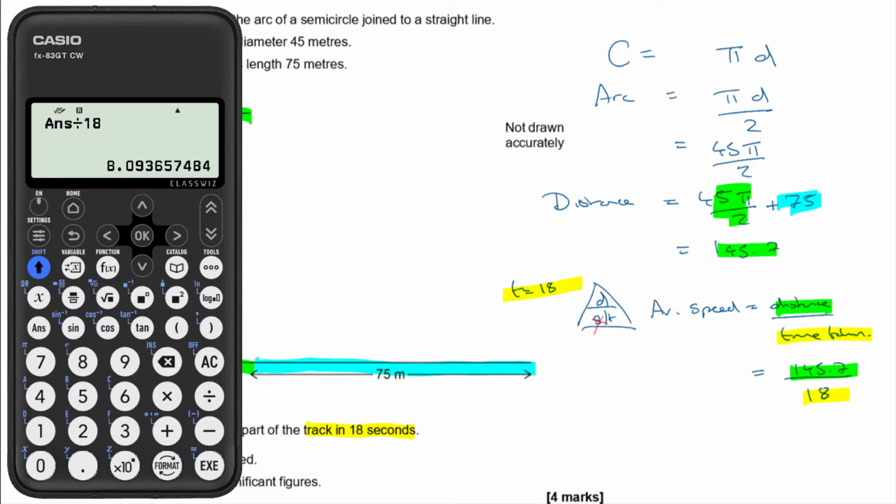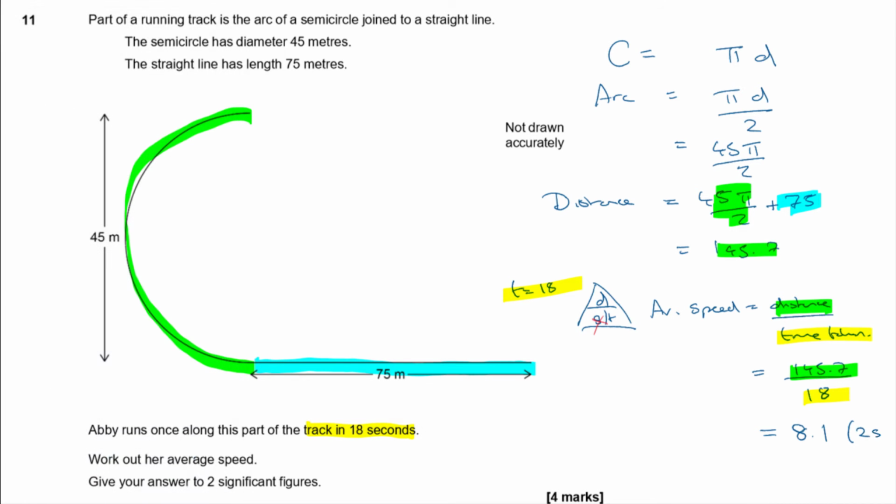Now I need to round this off to two significant figures, so I'm going to have to round off after the 0. The next digit is 9, which means I round up, so it's going to be 8.1 to two significant figures.